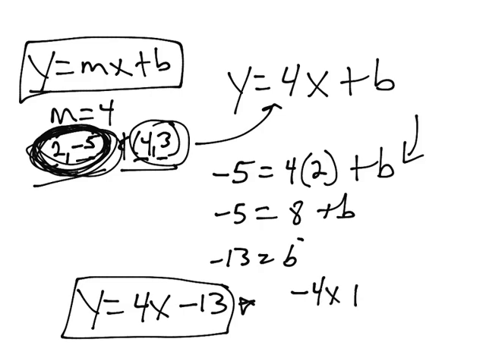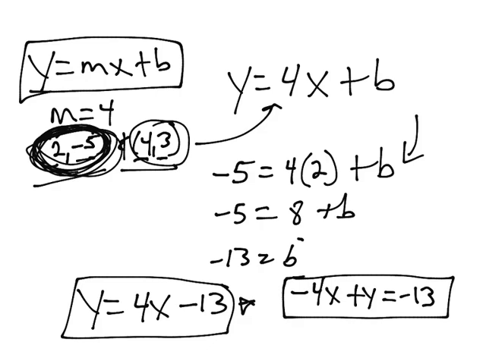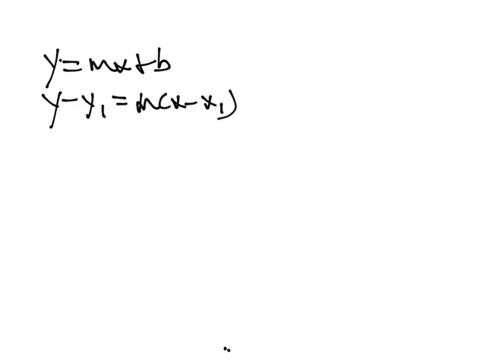And if you want to write it in the formal back-of-the-book definition, you just subtract the 4x from both sides, and you get -4x plus y equals -13, so that it looks like ax plus by equals c. My personal preference, if I'm going to be honest, is mx plus b, followed by slope-intercept form, followed very distantly by the definition form.